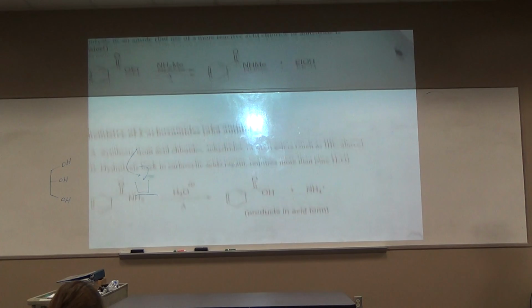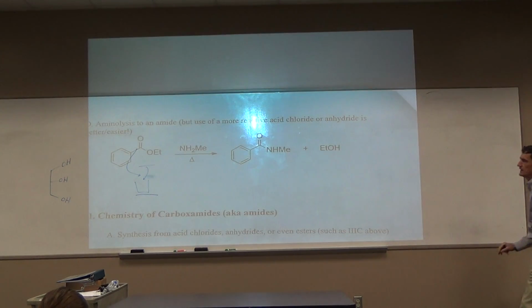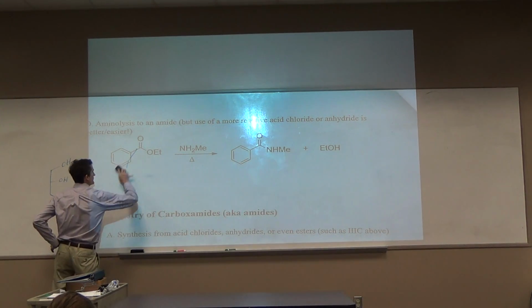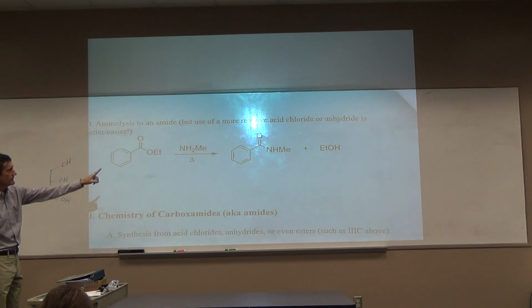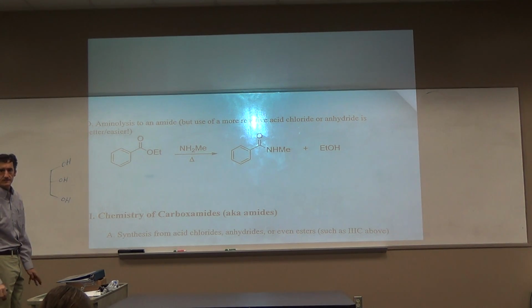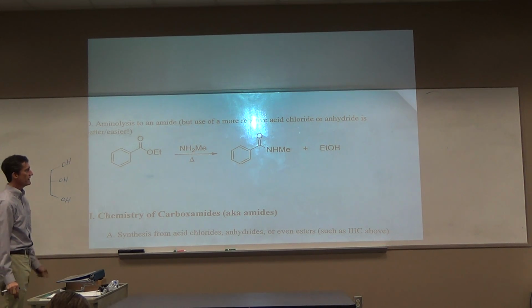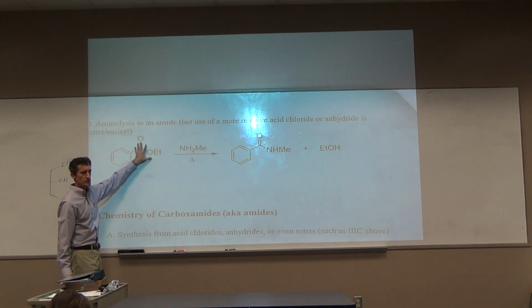Can you convert an ester to another acid derivative? Yes, you can go downhill to the amide. React this ester with something like methylamine. We can get the methylamide plus ethanol, yeah? Now this can be done. It's probably going to require some heat. Esters are not that electrophilic.